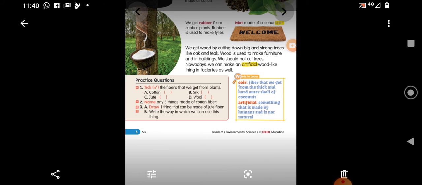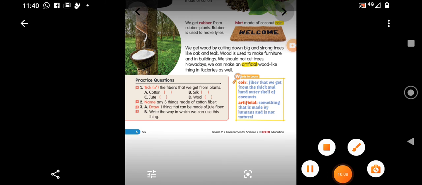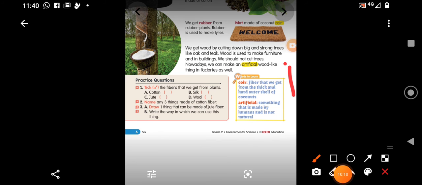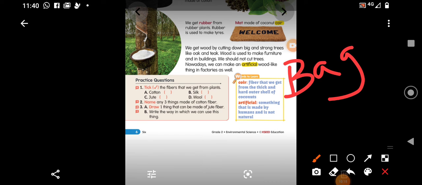Draw one thing that can be made of jute fiber. Jute, generally we all use jute bags as lunch bags, no children, when you come to school. Yeah, you can write bag. Write the way in which we can use this thing. So bag for carrying, or lunch bag, carrying the things you can write. Yes, a jute rope, if you write, you can write the rope is used for tying different things. Think on your own and complete this, children.